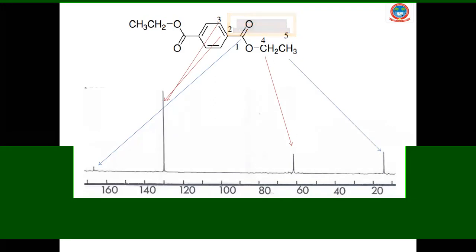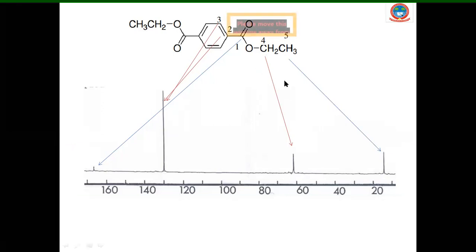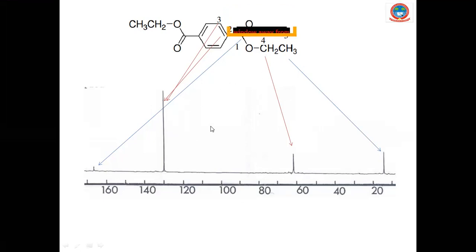Then you see this third carbon peak and second carbon peak are merging. Chances are there, so they are appearing at the same chemical shift value, around 130. And this fourth signal at around 62 delta chemical value is for CH2 attached to oxygen. And the peak at around 15 chemical shift value is for the CH3 group, right? So there are five expected carbon peaks in the carbon spectrum for this particular molecule.